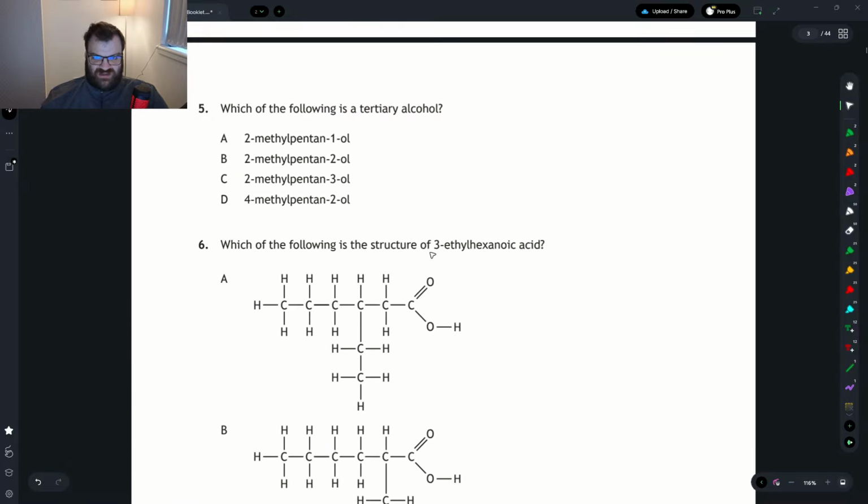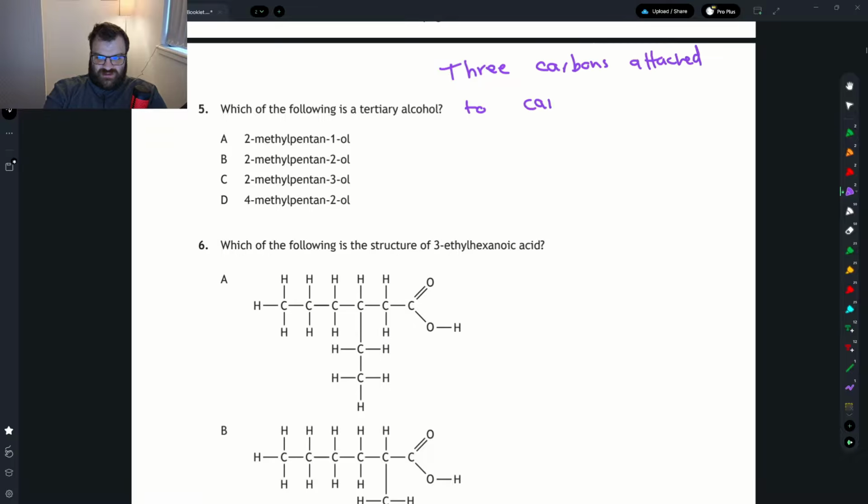Next one, which one's a tertiary alcohol? That means we have got 3 carbons attached to the carbon with the hydroxyl group, the OH group. 2 options. Option 1, draw them all out. You'll see the answer. I'm going to show you my quick way and then I will go and draw them out just in my own time.